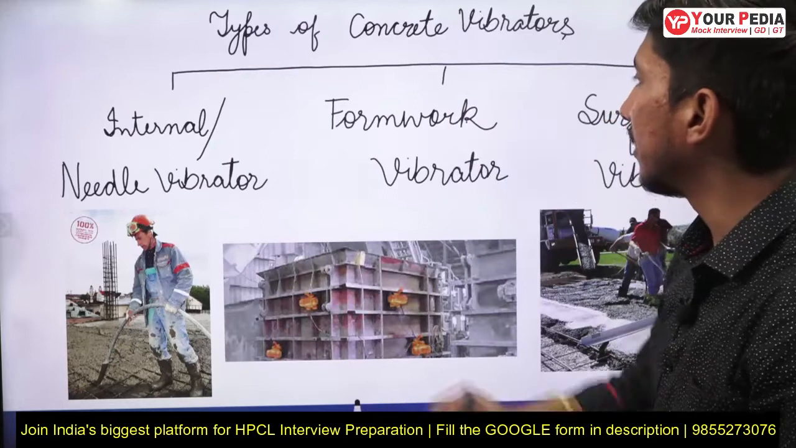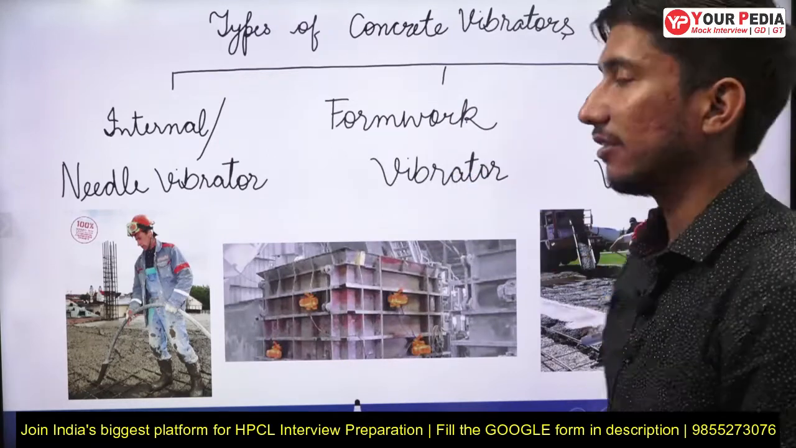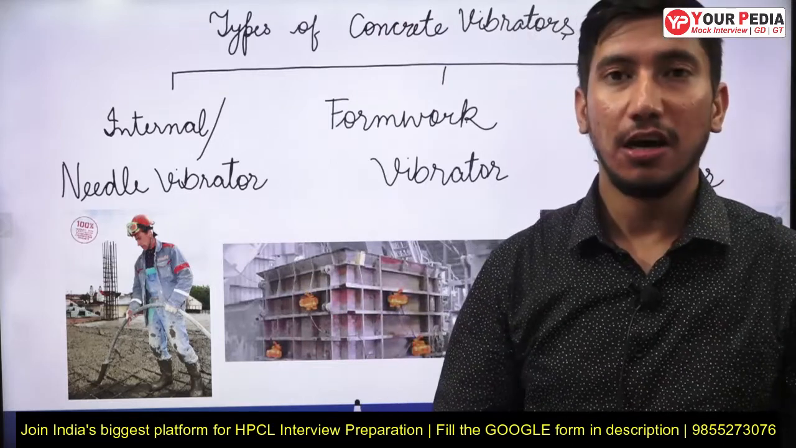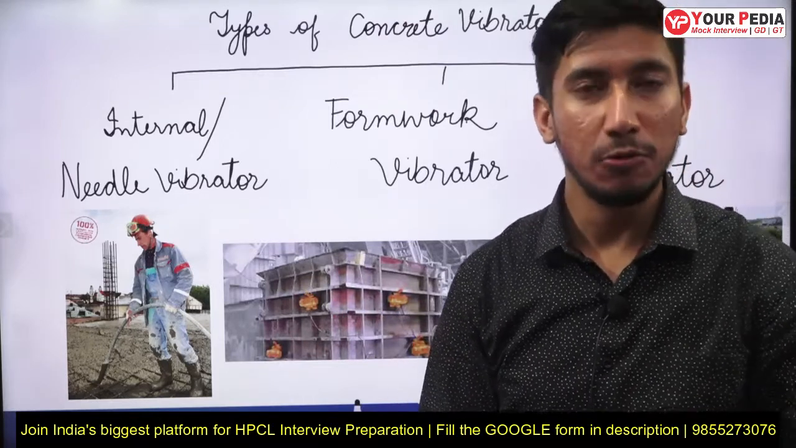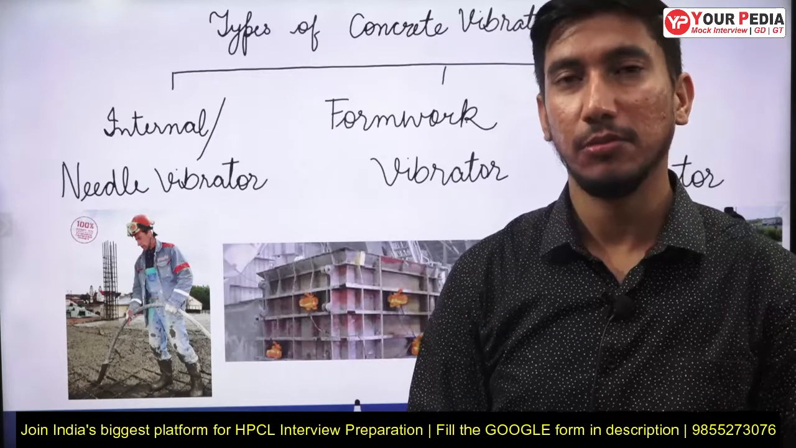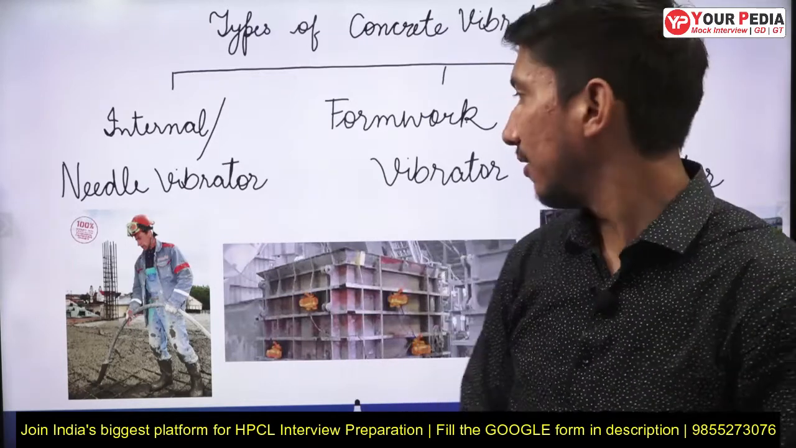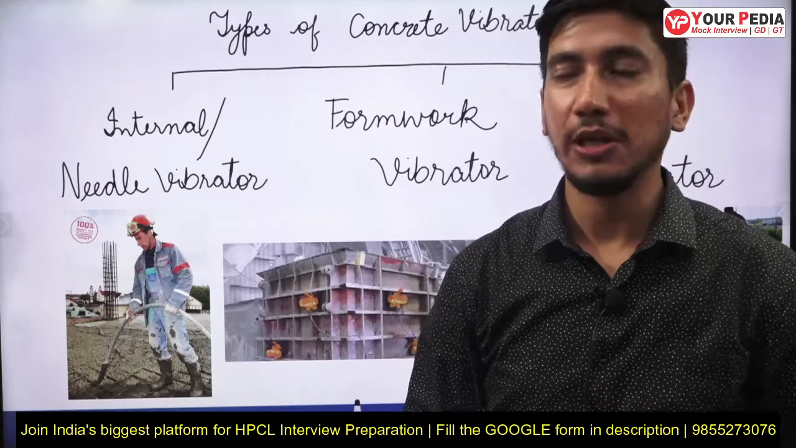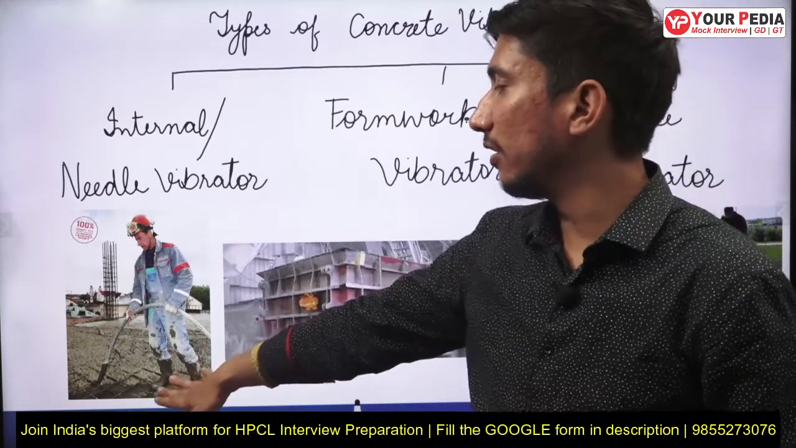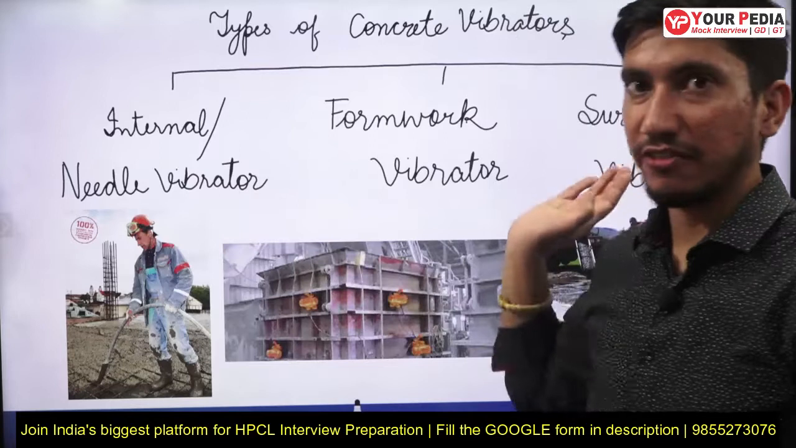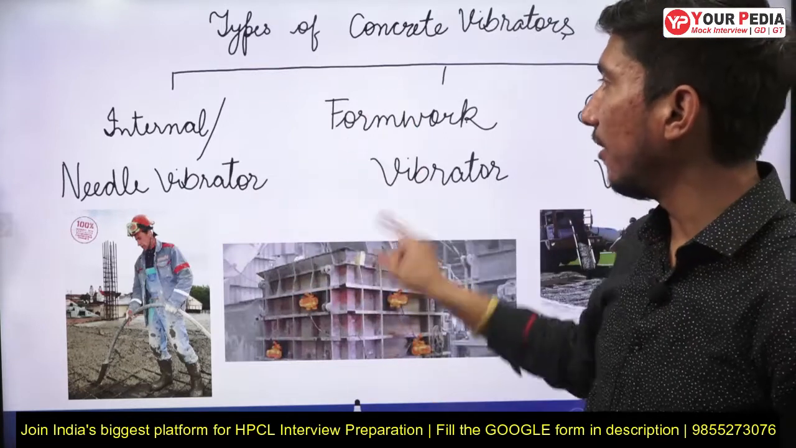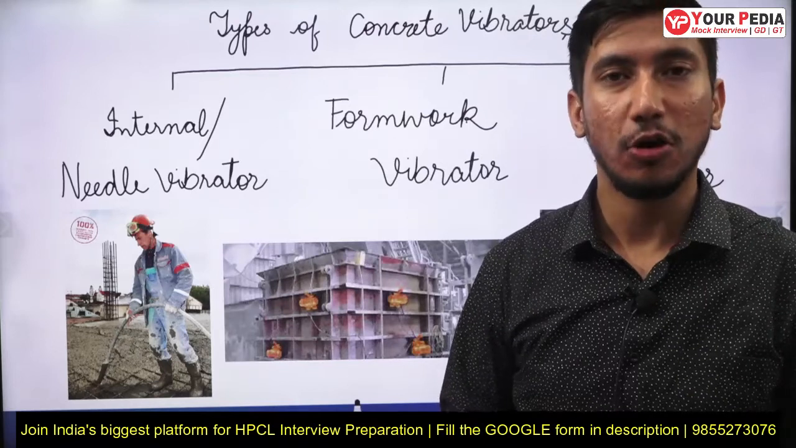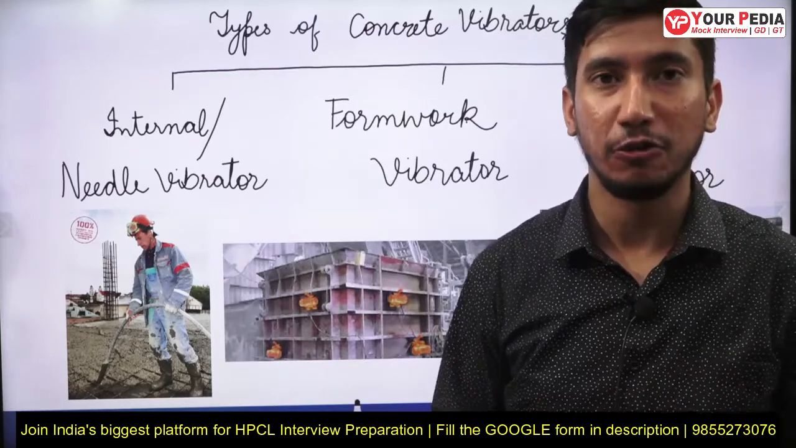The second type is formwork vibrators. These are vibrators which are attached to the formwork itself. These are more commonly used with metal forms, and they are basically used with precast concrete. For normal concrete, we normally go with needle vibrators or surface vibrators, but for precast concrete, formwork vibrators are more economical and more commonly used.